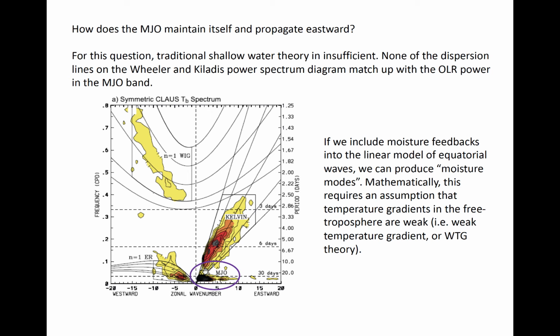Next, we'll review one possible theory that explains MJO propagation. It is known as moisture mode theory. It begins with the assumption that weak temperature gradients exist in the tropics and uses moisture only as the prognostic variable. Unlike the dry Matsuno modes we discussed previously, the moisture mode theory incorporates moisture and describes MJO growth and propagation as being dependent upon the interaction between moisture and the MJO circulation.